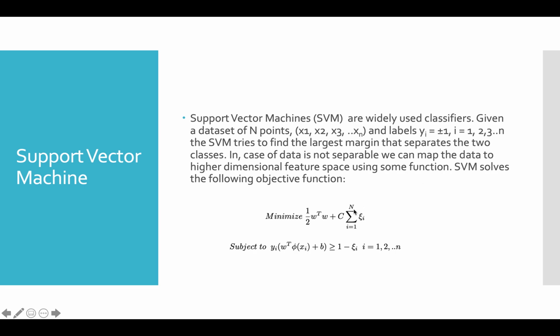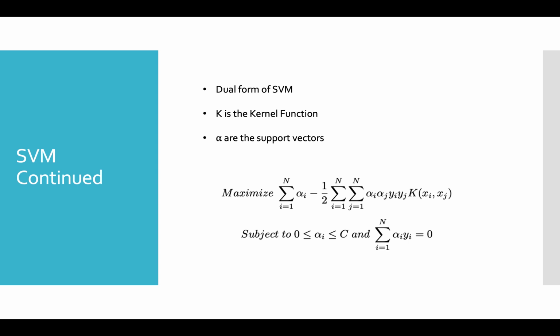Now the SVM tries to solve this objective function, which is to minimize W transpose W plus C times the summation of the xi's. Here W is the normal to the hyperplane, the xi's are the errors made by the classifier, and C is an important tunable parameter. C controls the trade-off between the width of the margin of the classifier and the error made by the classifier. Now usually we don't solve the problem in its primal form. Instead we convert it to the dual form. The dual form is given below.